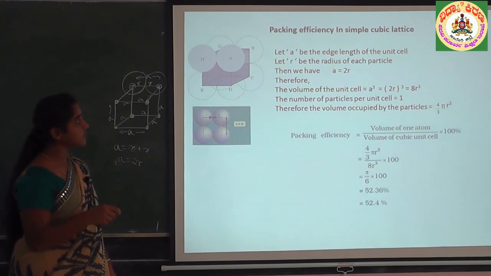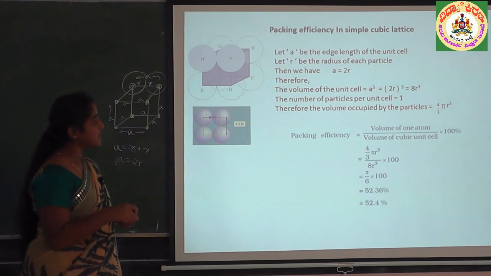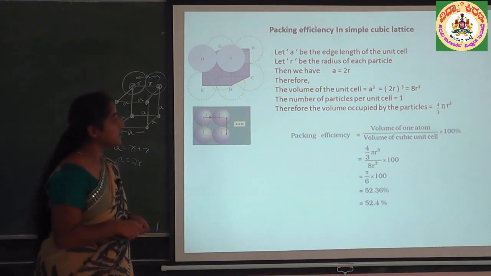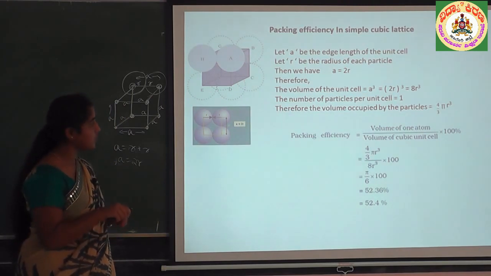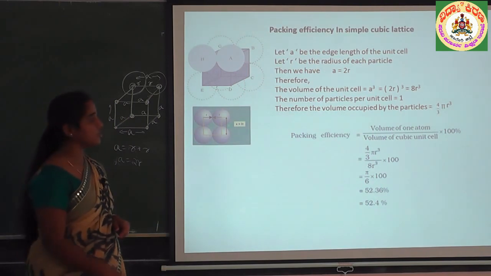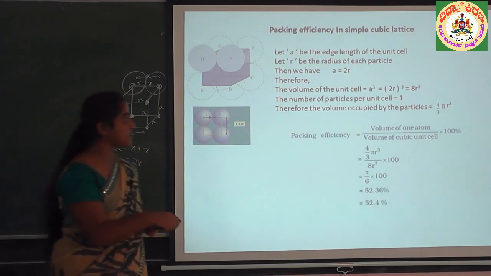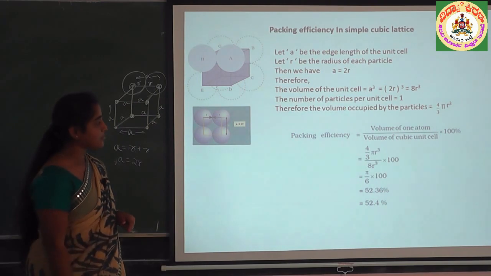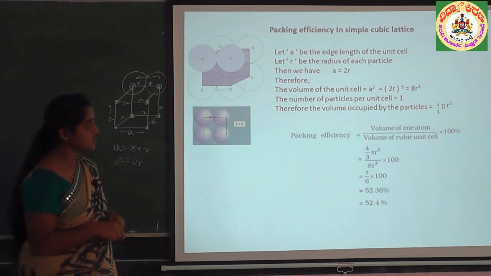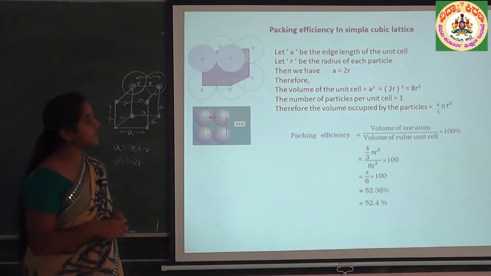We know that in a simple cubic unit cell, the total number of particles present is 1. So the number of particles per unit cell is 1. Therefore, the volume occupied by the particles is 4 by 3 pi r cube, because this is a spherical atom. Again, this is a formula. Packing efficiency equals volume of one atom divided by volume of the cubic unit cell into 100.